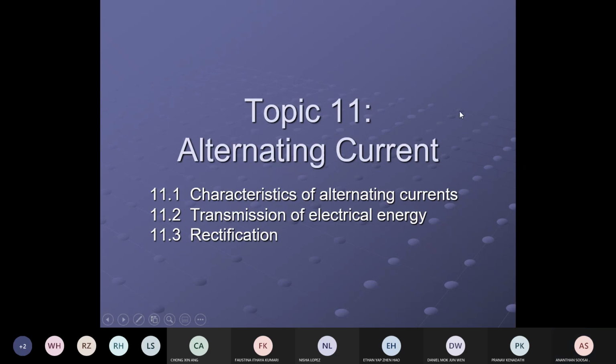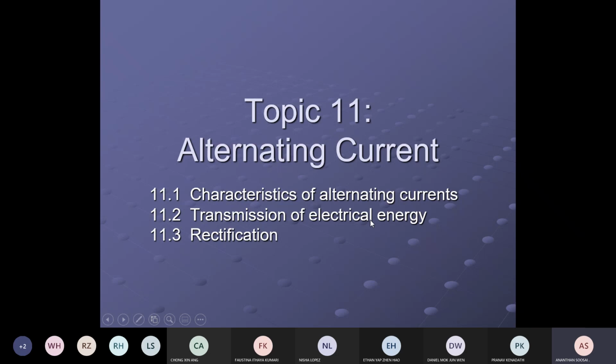Okay, so let's go on. In AS you learn DC, direct current. In A2 you're going to learn alternating current. So which is better? Of course, alternating current has an advantage, right? Let's discuss that.